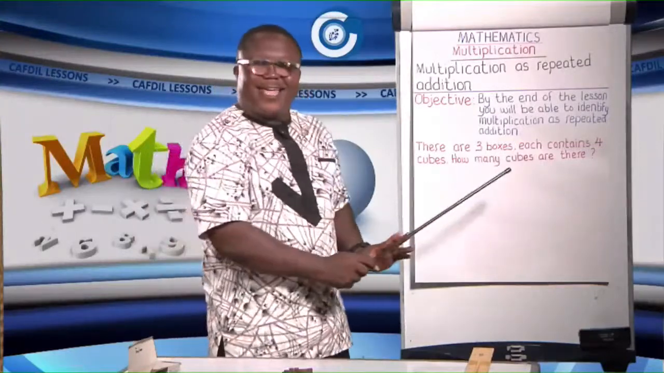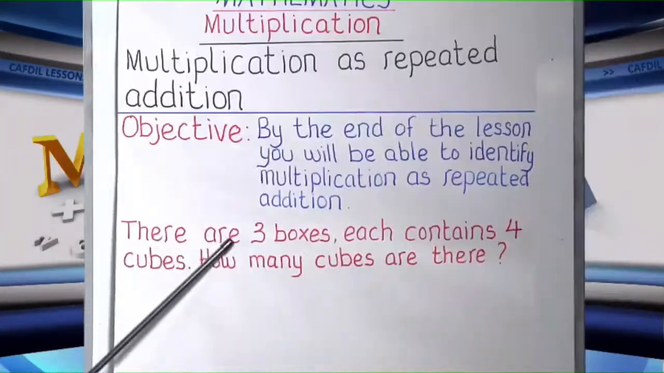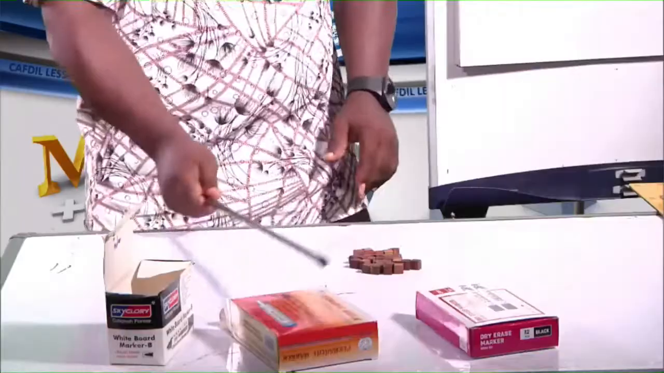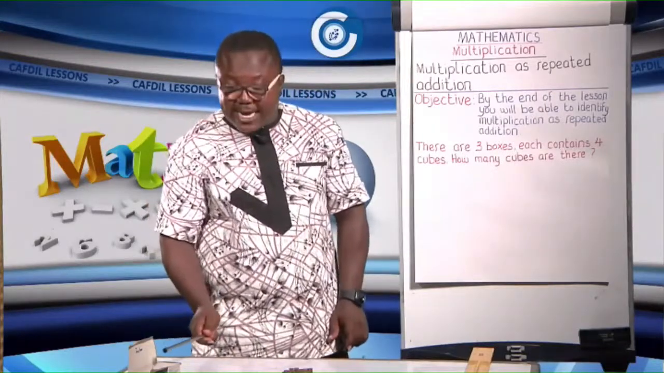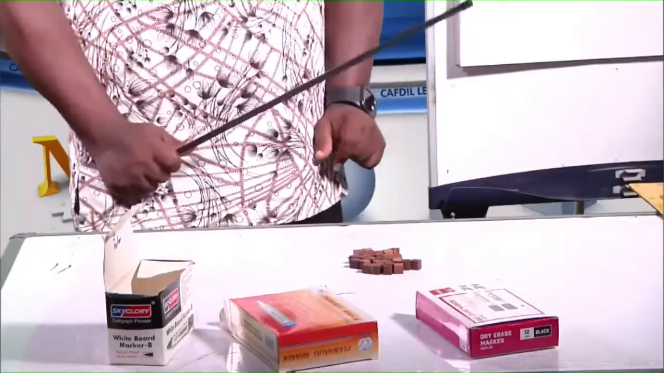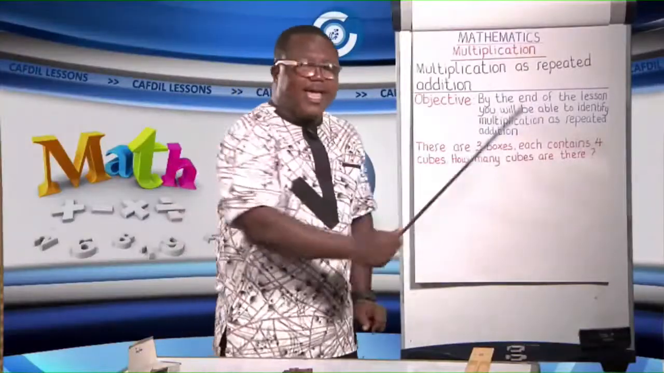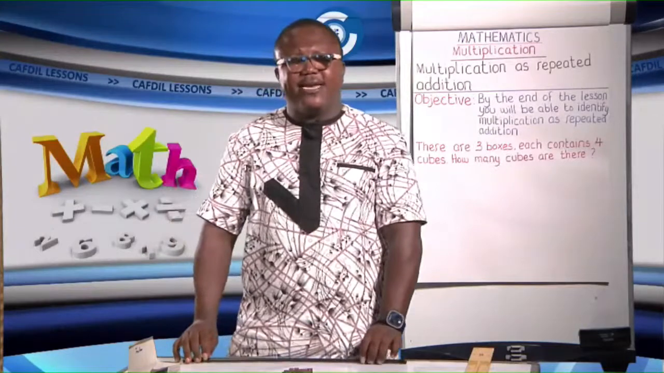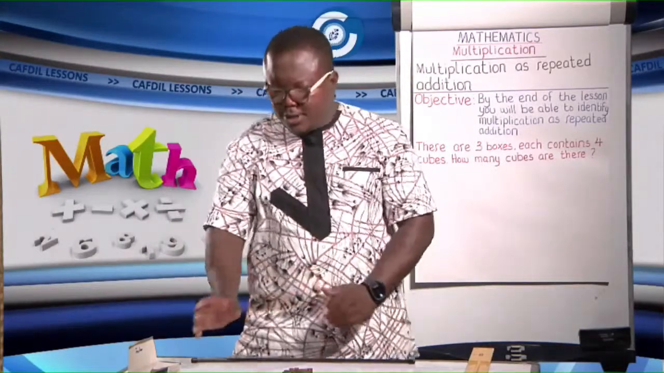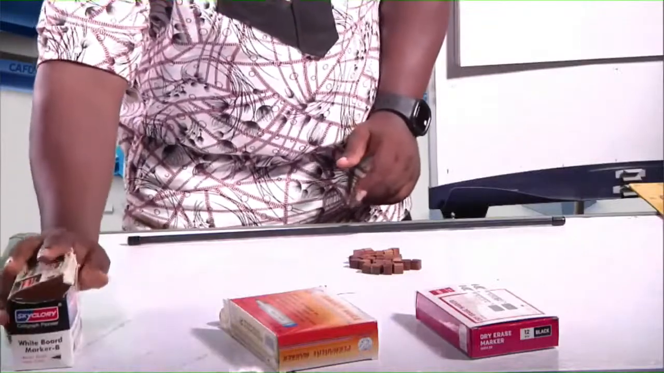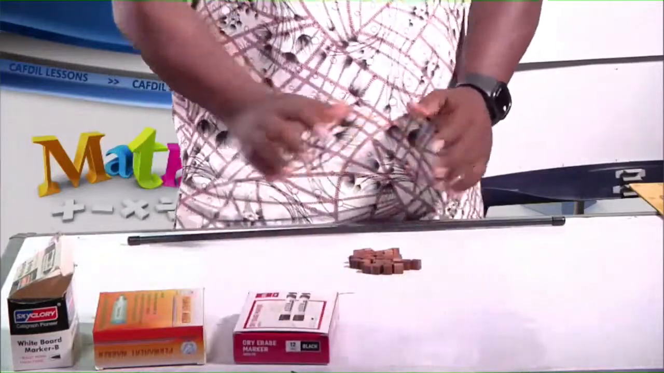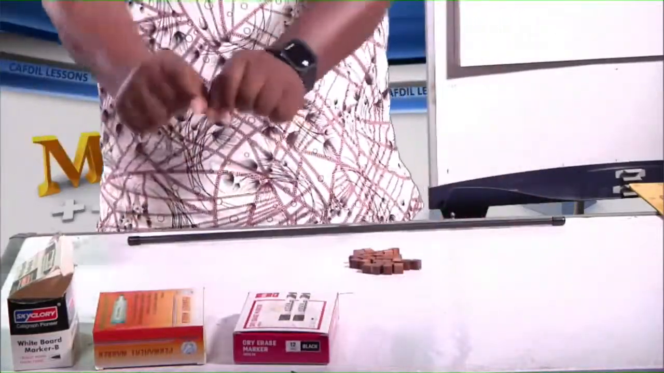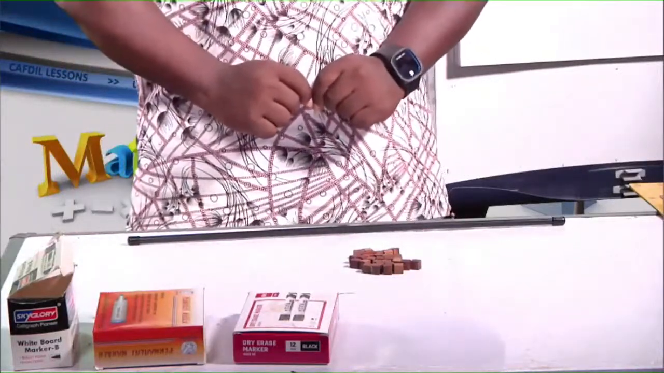So the activity here is what I have done. There are 3 boxes. So the boxes are 3: 1, 2, 3. Each contains 4 cubes. So now you can see that in each box, there are 4 cubes. How many cubes are there? So how are we going to get that? So this box contains 4 cubes. This one also contains 4 cubes. And this one also contains 4 cubes. So how many cubes are there when we put them together? So how do we do it?